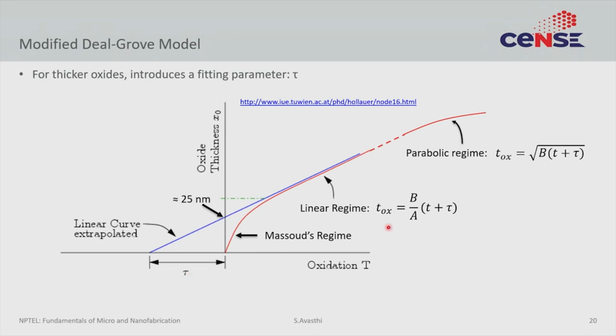So, instead of having Tox equal to B by A into T, which is what the simple Deal-Grove model predicts, you can simply do B by A into T plus tau, where tau is simply a fitting parameter. Using this fitting parameter, you can then accurately get the oxide thickness for all thicknesses above this green line. Above this green line, the blue and the red are virtually the same. So, this is what a lot of the simple oxide growth models practically use to predict the thickness.